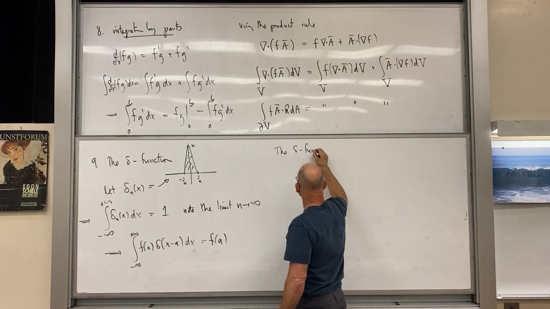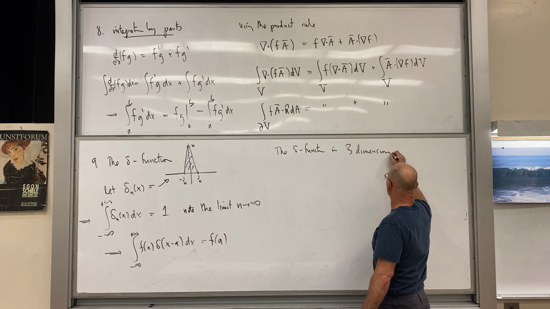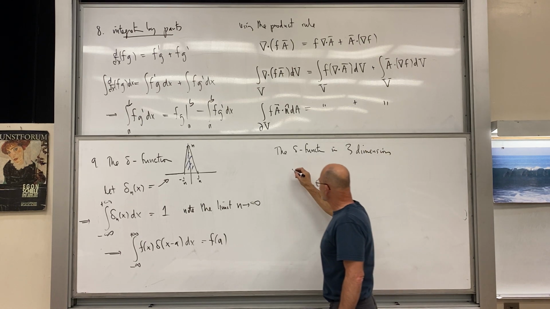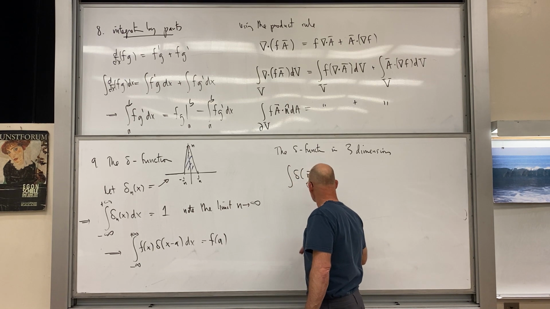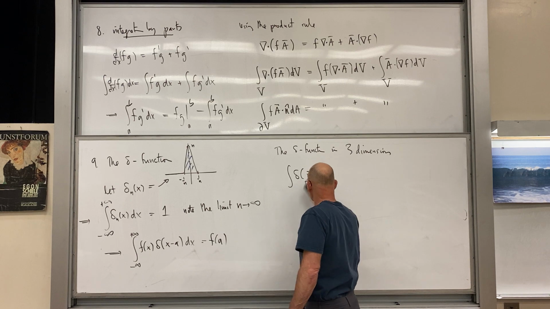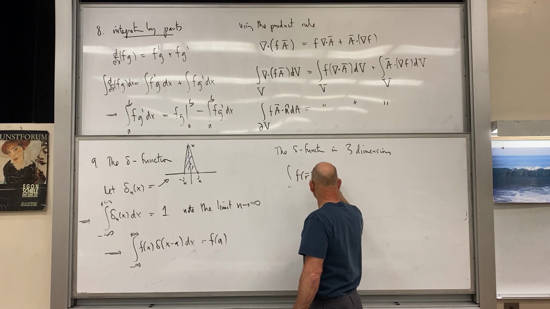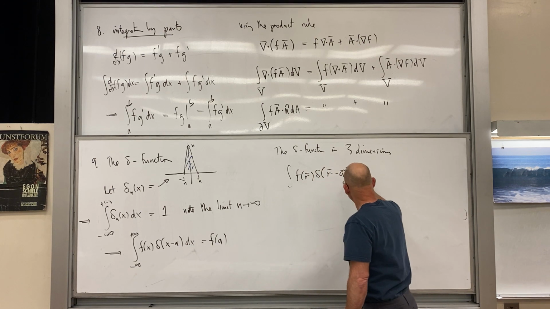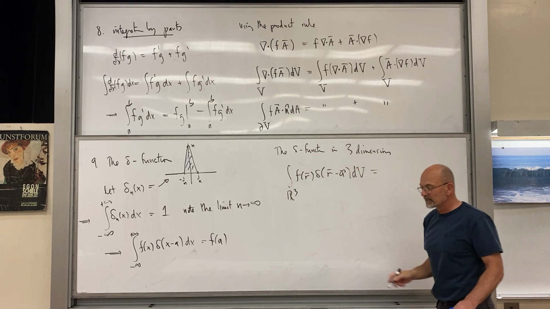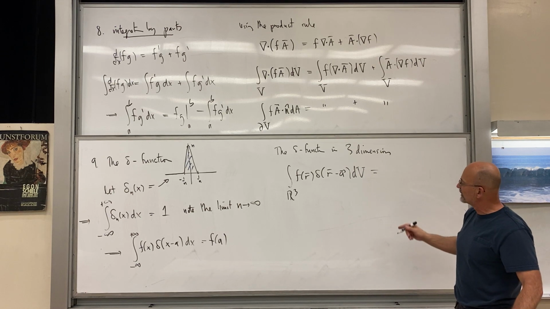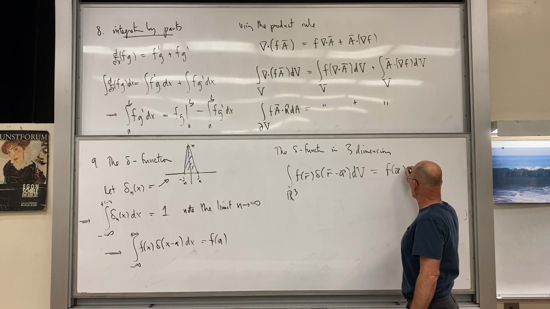So the delta function in 3 dimensions. There we would have the integral of delta of r. Here, let's go ahead and do this: the integral of f of r times delta of r minus a, d volume, say over all of space. The same type of construction as before. This would just give us f evaluated at that point a.